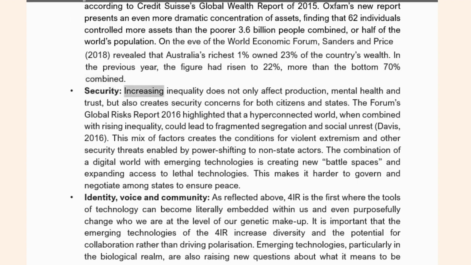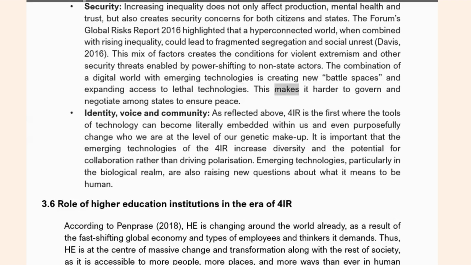Security. Increasing inequality does not only affect production, mental health and trust, but also creates security concerns for both citizens and states. The Forum's Global Risks Report 2016 highlighted that a hyper-connected world, when combined with rising inequality, could lead to fragmented segregation and social unrest, Davis, 2016. This mix of factors creates the conditions for violent extremism and other security threats enabled by power shifting to non-state actors. The combination of a digital world with emerging technologies is creating new battle spaces and expanding access to lethal technologies. This makes it harder to govern and negotiate among states to ensure peace.